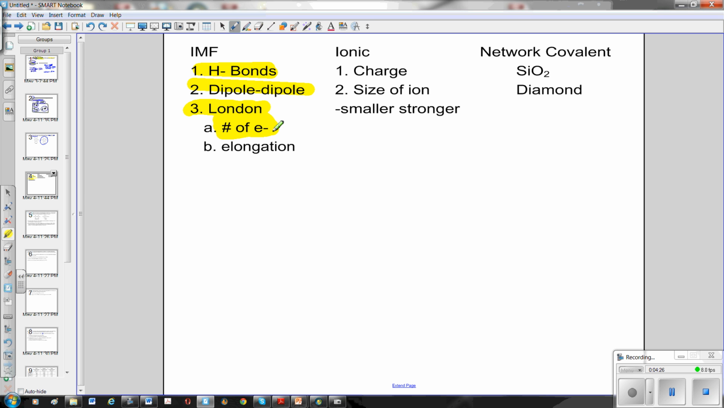First and foremost, it is based on the number of electrons. We can infer that by molar mass. The other thing that separates out London forces is that the more elongated a molecule is, the greater the London forces. These two things right here are what we call polarizability. The more electrons something has, the easier it is to polarize, or the longer the molecule is, the easier it is to polarize.